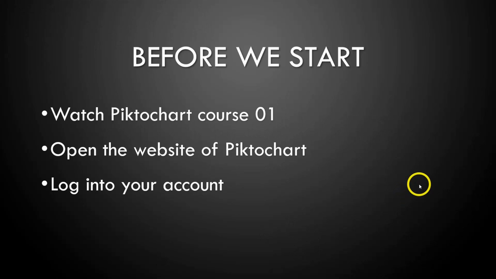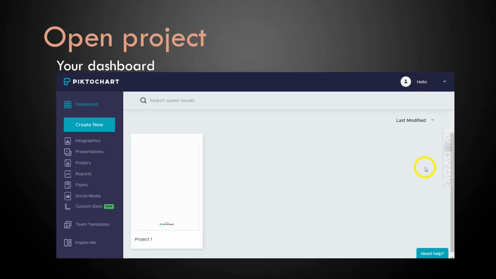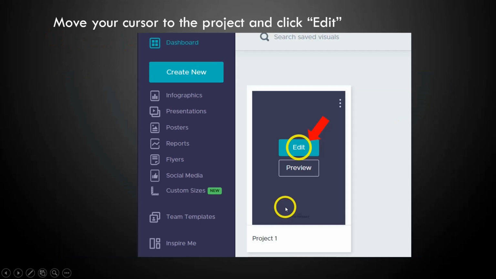Before we start, make sure that you've already watched Piktochart Course 1. Then, open the website of Piktochart and log into your account. Don't forget to use the same account as the one you used while practicing what we taught in Course 1. Now let's start. Open your project first. You can see your project on your dashboard. Move the cursor to your project and click Edit.